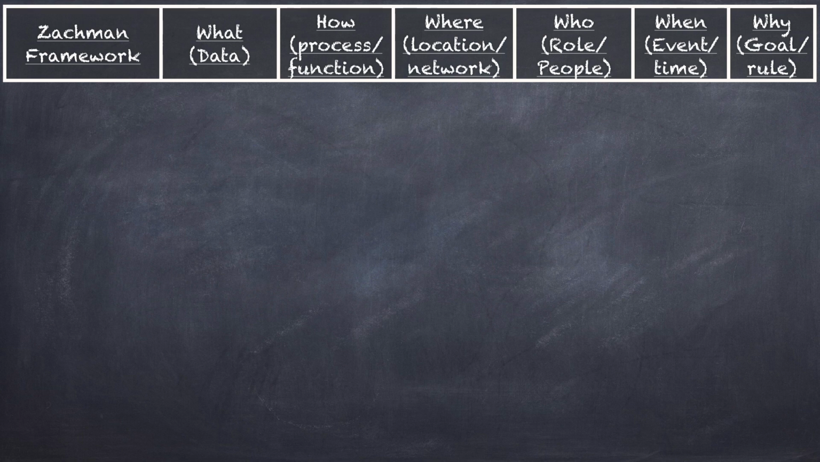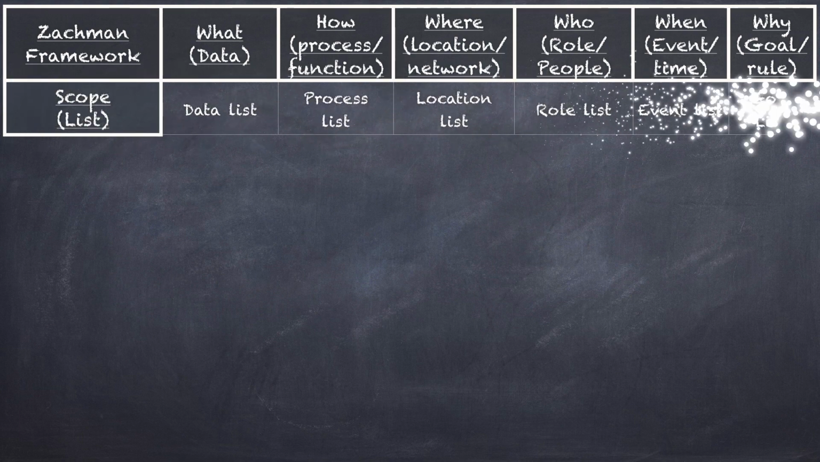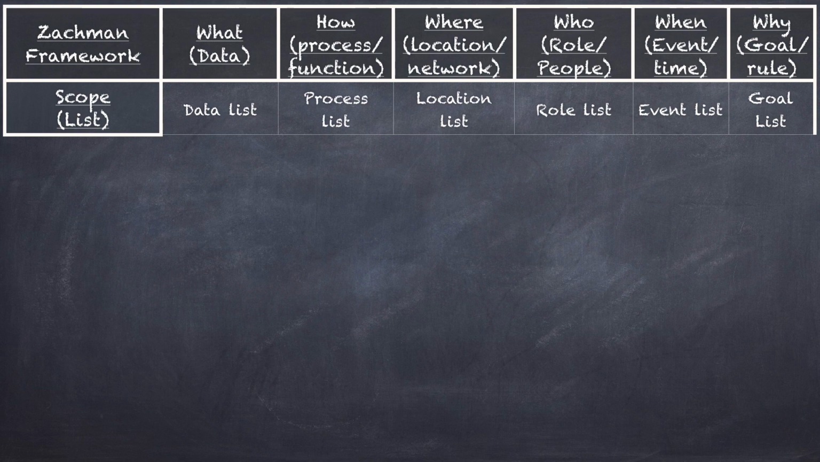When the whole table is drawn, I will tell you where the differences are regarding these entries. There are some extensions which I will let you know. Let us see the next row. In this row there is the scope. The whole scope row will have list type entries: data list, process list, location list, role list, event list, and goal list.